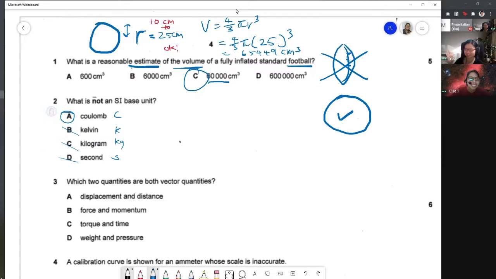Okay, next. This one also the same category. Two quantities are both vectors. Displacement is a vector, distance is scalar, force is vector, momentum is vector, torque is vector, time is scalar, weight is vector, pressure is scalar. So B, B for bonus. Can lah. So this one, you have to know lah. Vectors have direction and magnitude. So you just ask yourself which of the physical quantities direction means something.